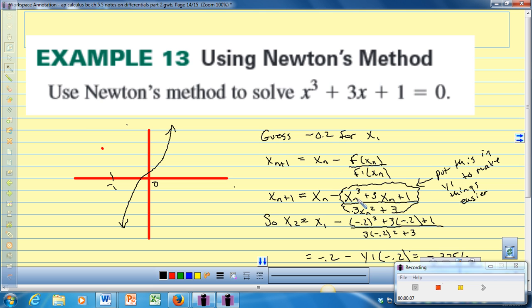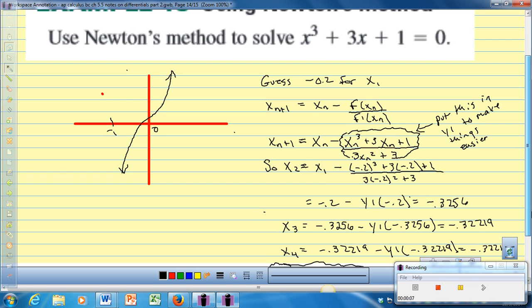And my hint for you was to put the f of x sub n over f prime of x sub n in your y1 on your calculator. And then it just makes it easy to do this iterative process. So to get x sub 2, we'll take x sub 1, which is -0.2, minus y1 of -0.2. So if we've put this in y1, then we can evaluate that at -0.2 to help us calculate our x sub 2, which is -0.3256.